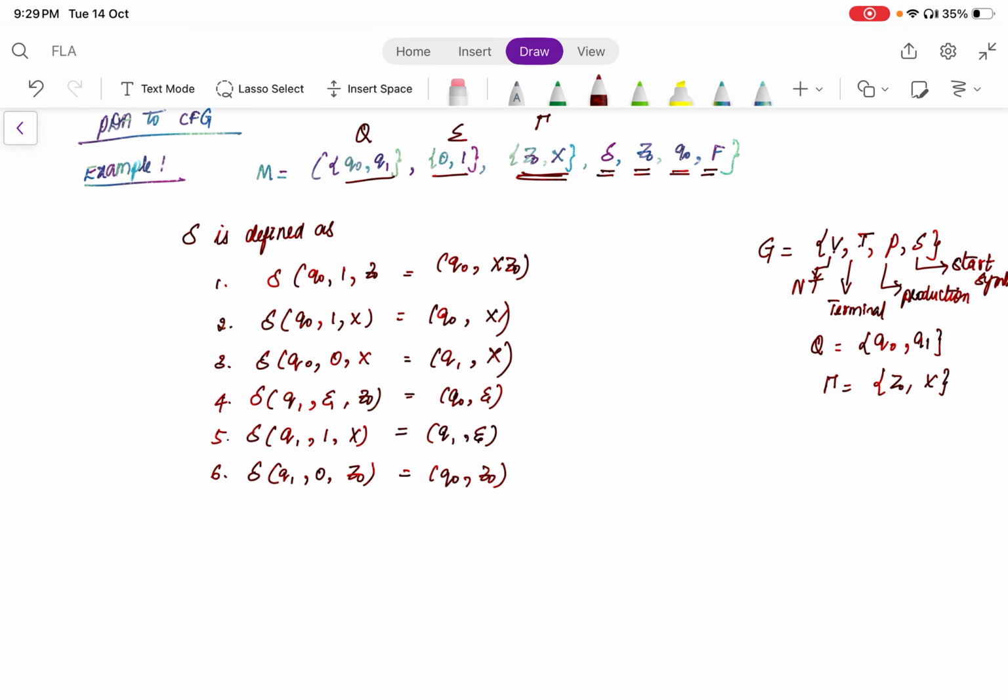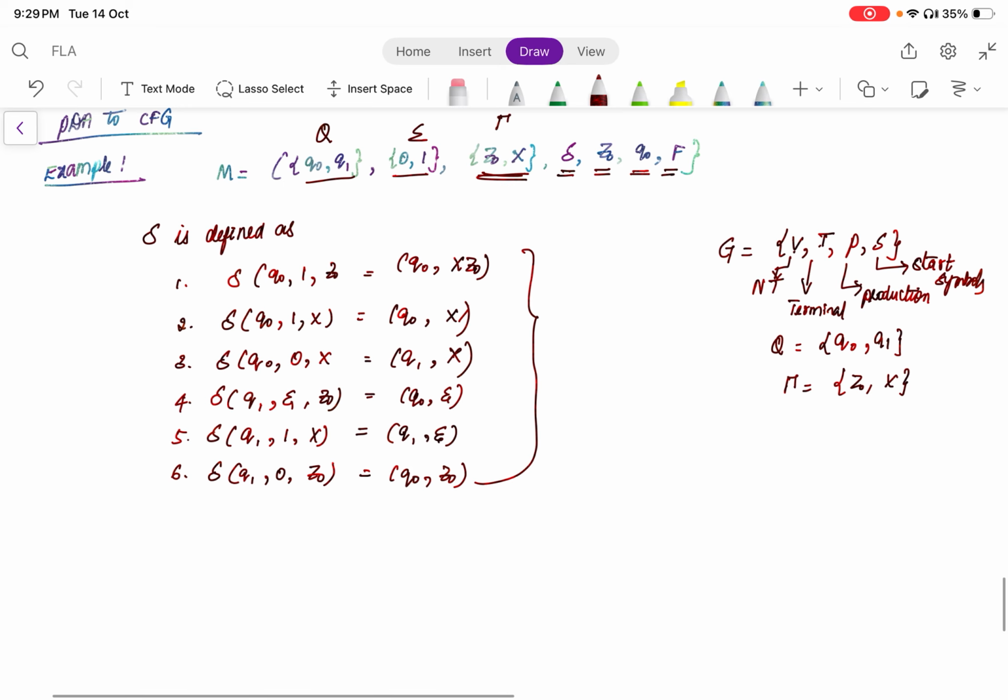So the next topic that we have is conversion of PDA to CFG. In the last video we saw how to convert a context-free grammar to a PDA. Now we'll see how to convert a PDA to a context-free grammar. All the transitions of the PDA will be given in the question.